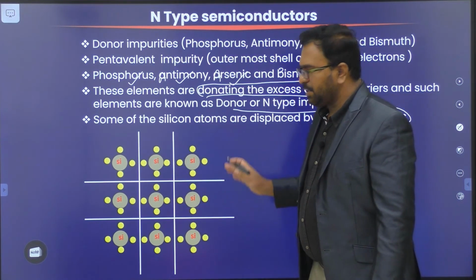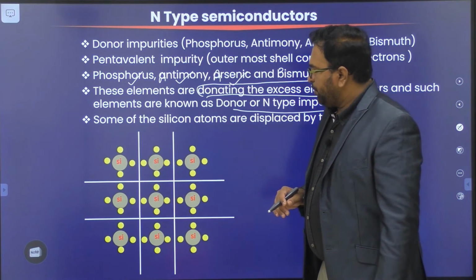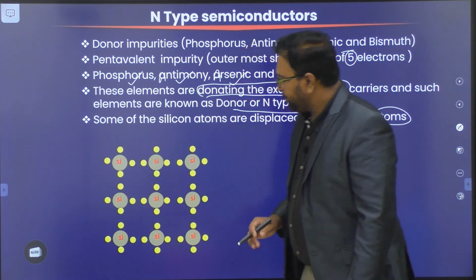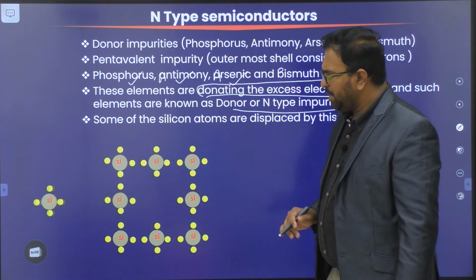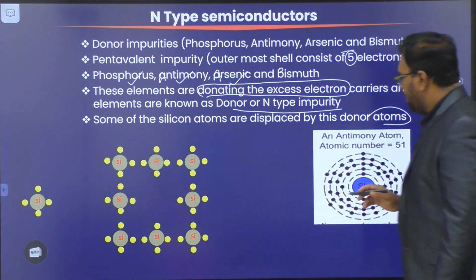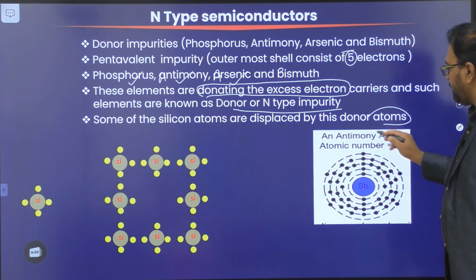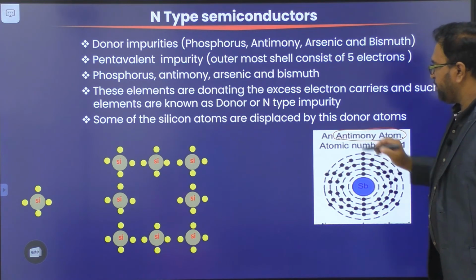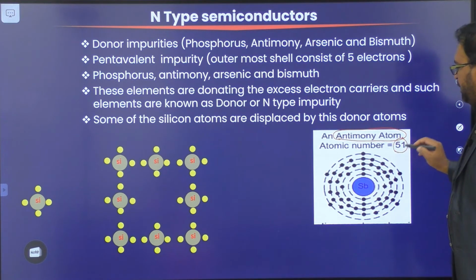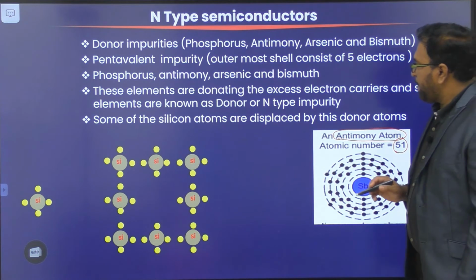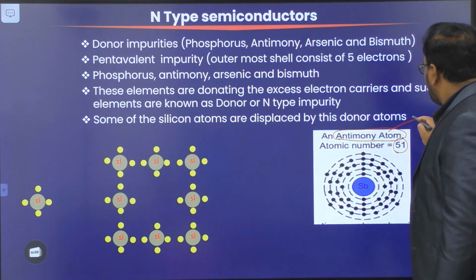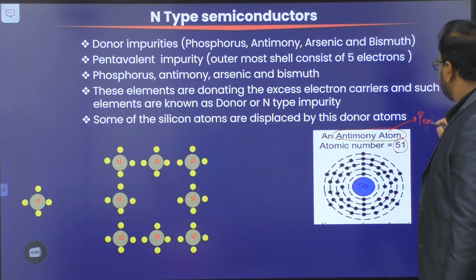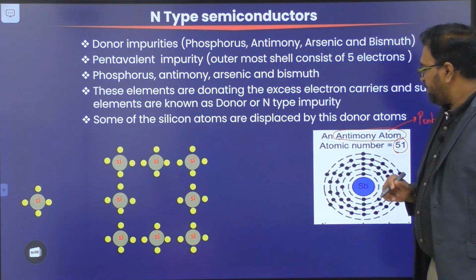Some few silicon atoms here. I am going to remove one silicon atom, and in place of that I am going to add an antimony atom. See here, I am going to add an antimony. Antimony belongs to the 15th group and its atomic number is 51. Okay, it is a pentavalent impurity.